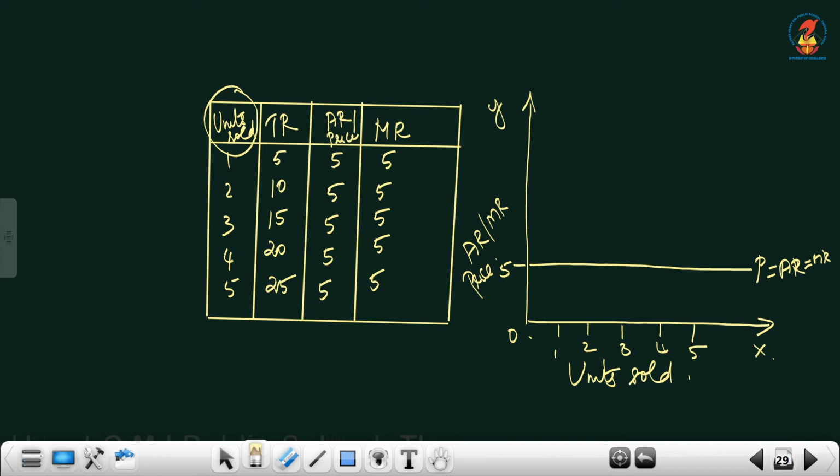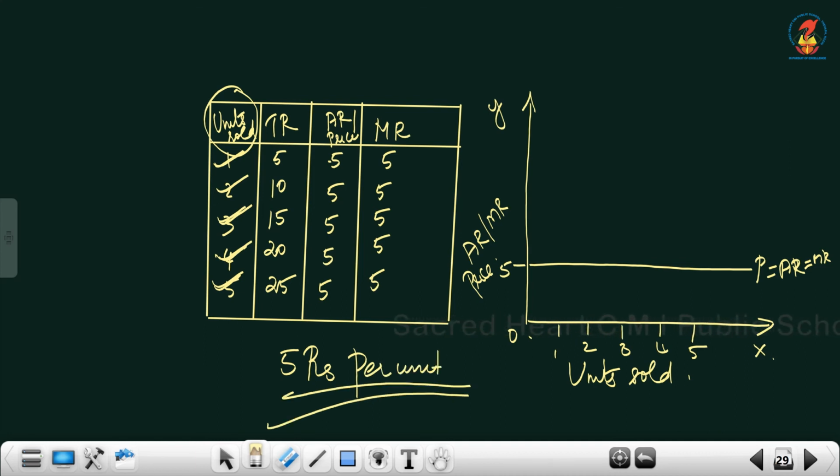The units sold are 1, 2, 3, 4, 5. Per unit, the price is 5. Now whether he sells 1 kilogram or 2 kilograms or 3 or 4 or 5 kilograms, he can sell it only at 5 rupees per unit, because that 5 rupees is the price that is fixed by the industry. The firm is accepting that price. So, units sold is 1, price is given as 5.